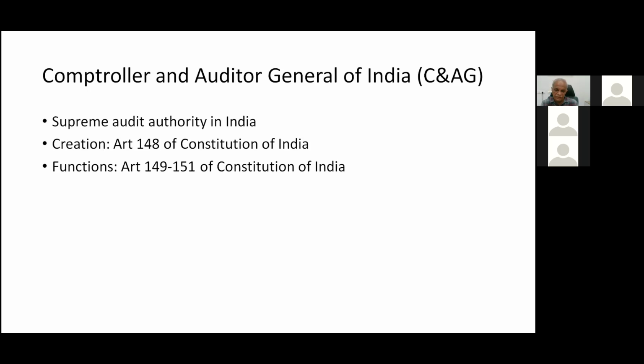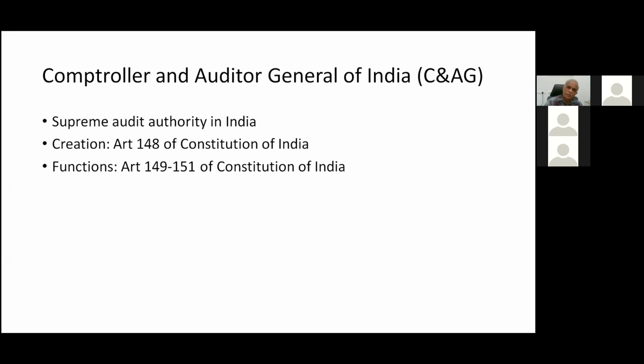One more important point is whether the function of C&AG can be taken out or additional functions can be given. Absolutely, it has to be done with the approval of Parliament only. Without that, no function can be taken out from him and no function can be attached to him. That is the basic structure of the Supreme Audit Authority of India.